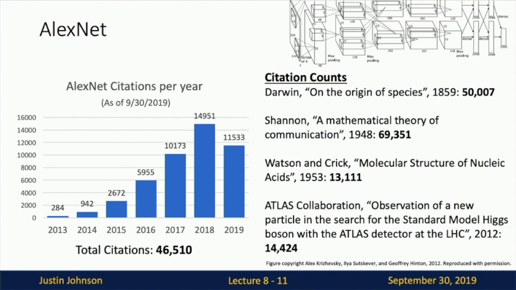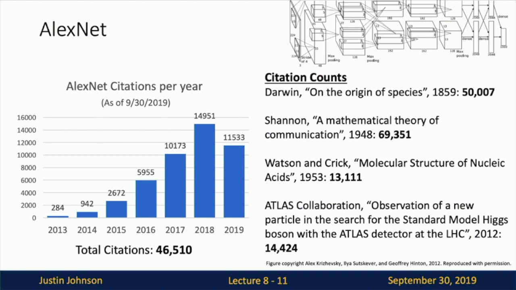If we look at contemporary research, there was another extremely important piece of scientific research published in 2012, which was the experimental discovery of the Higgs boson particle at the Large Hadron Collider. This was published the same year as the AlexNet paper. And this is a fundamentally important advance in basic science, that we observe a new fundamental particle in the universe. And this has only 14,000 citations compared to AlexNet's 46,000.